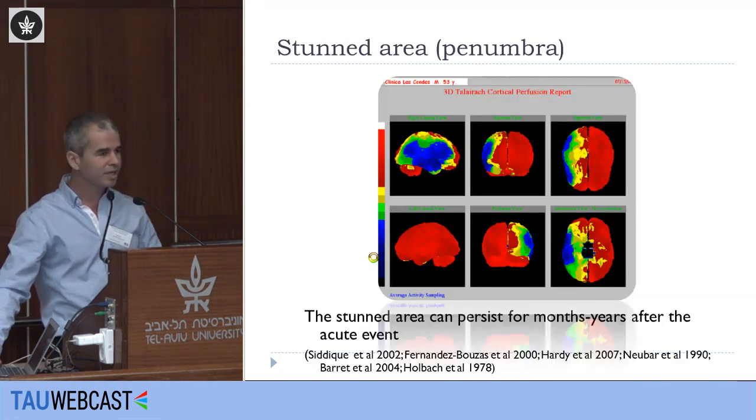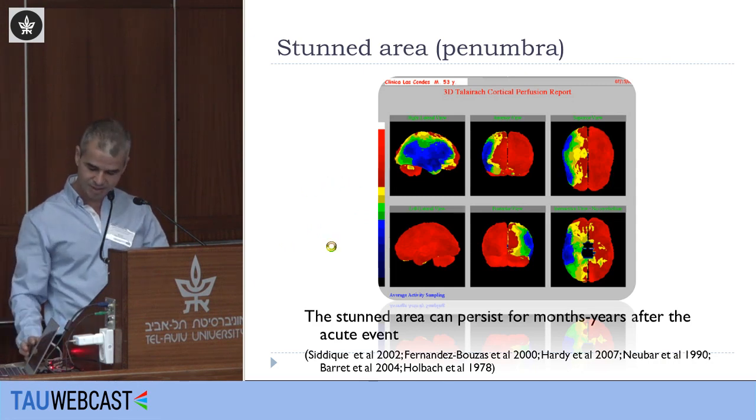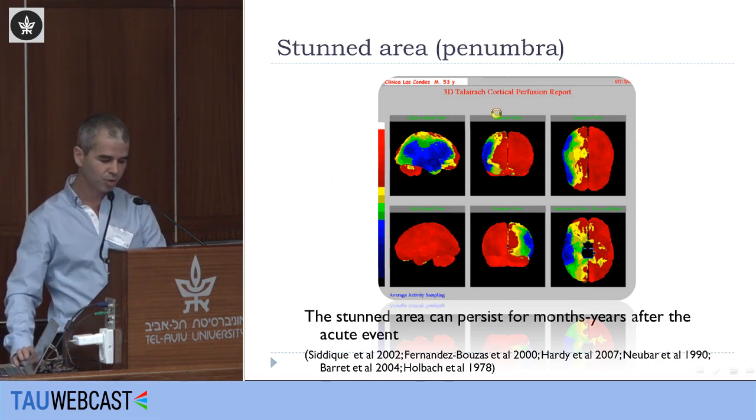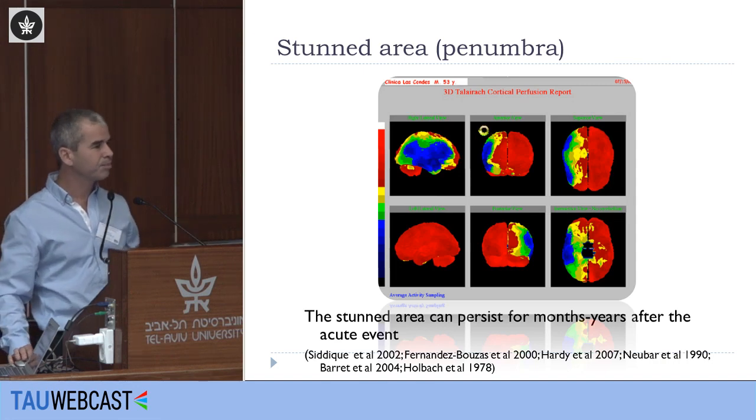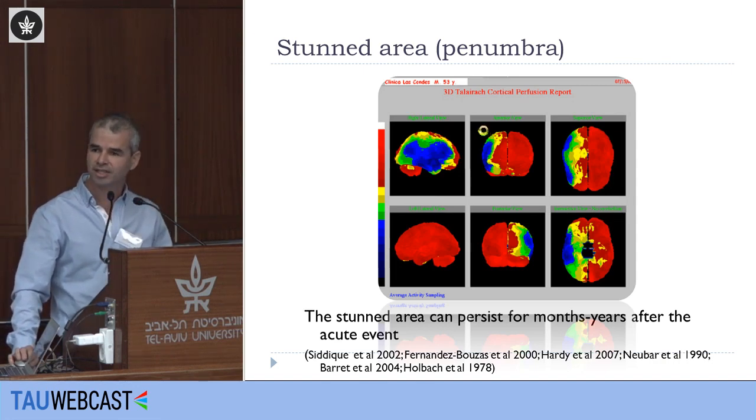We can visualize this area with different metabolic imaging of the brain that we can do, PET-CT, SPECT scan, etc., and we can see a necrotic tissue, which is the blue area over here, and the surrounding is the metabolic dysfunction area. This is where we are targeting our treatment. And this area can persist for years after the acute event.